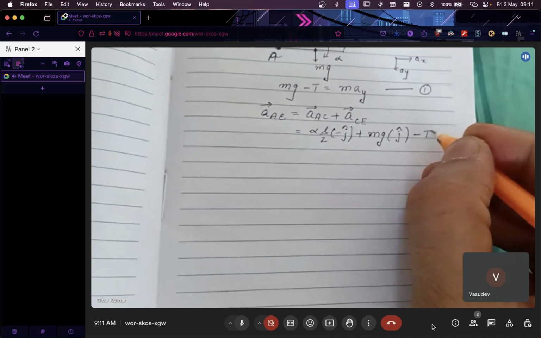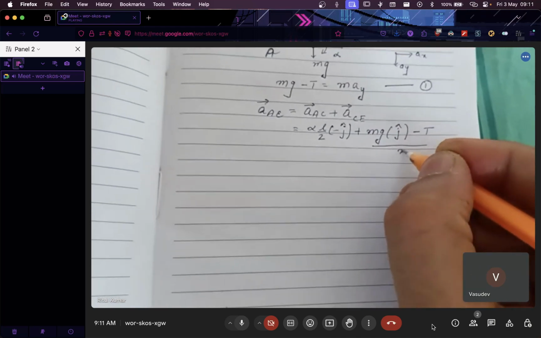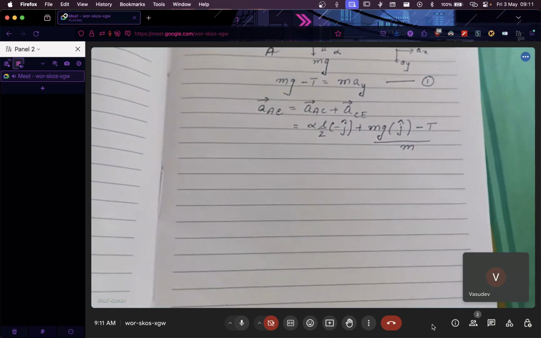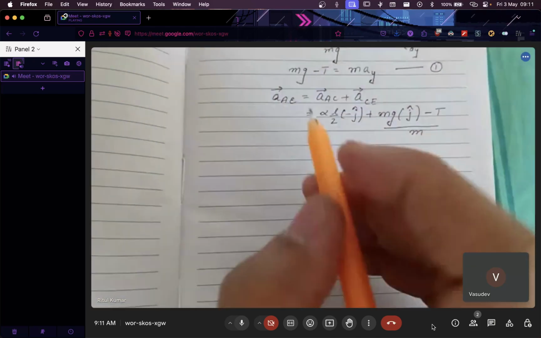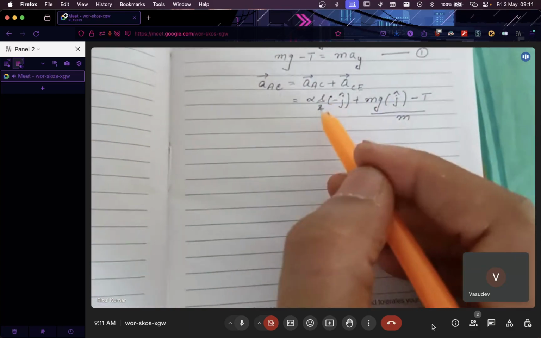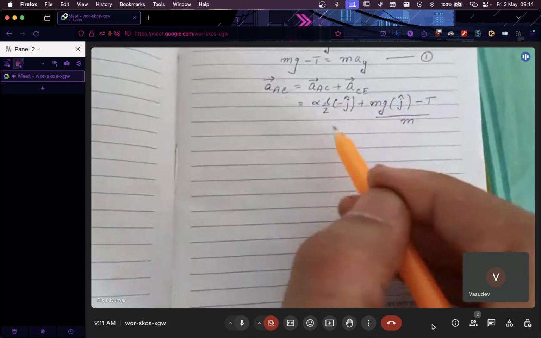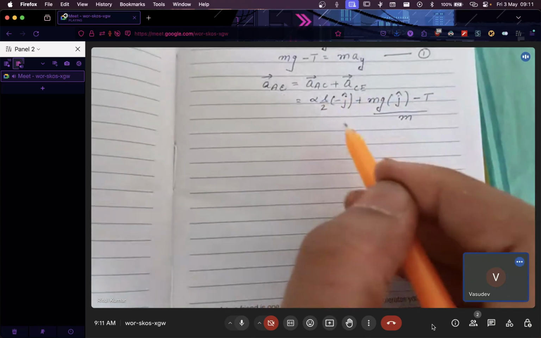Okay, so minus t by minus m, right? Yes. And this will be the acceleration of a with respect to Earth, right? Yes. Which I presume is not zero, Vasudev. Is it zero? It doesn't look like it.